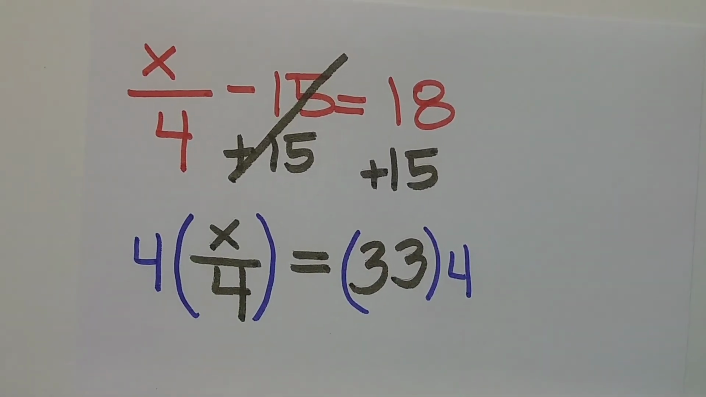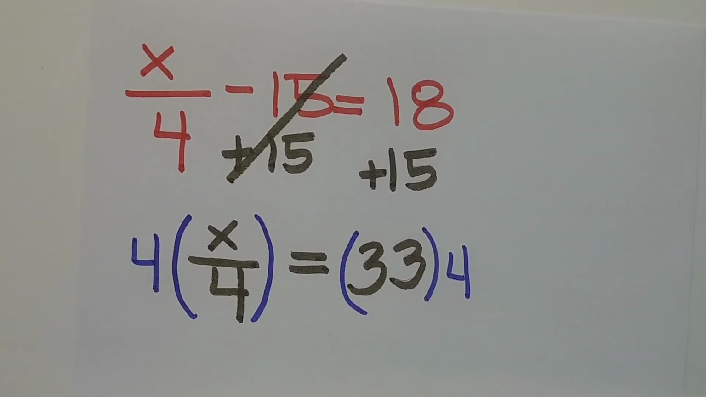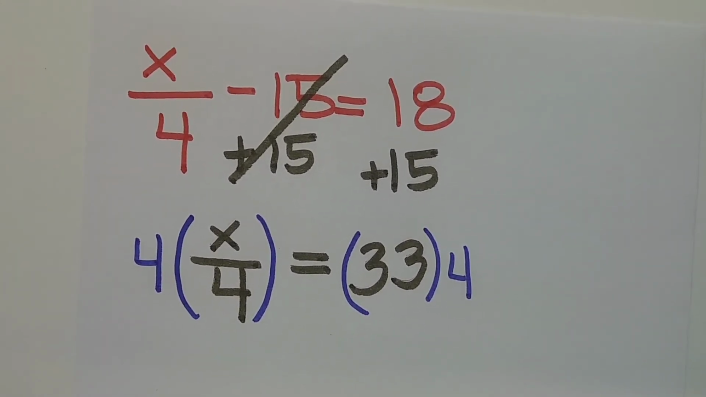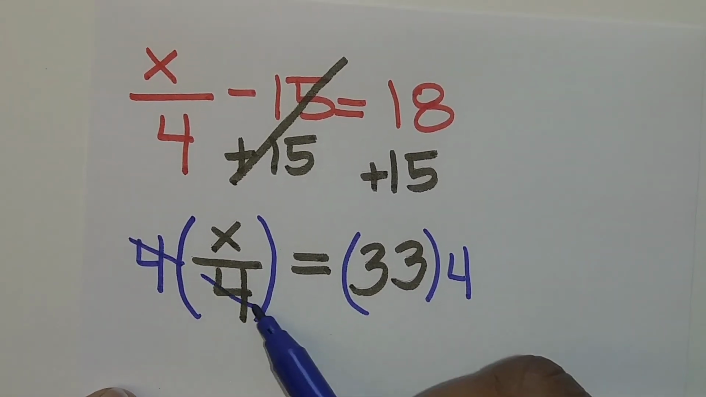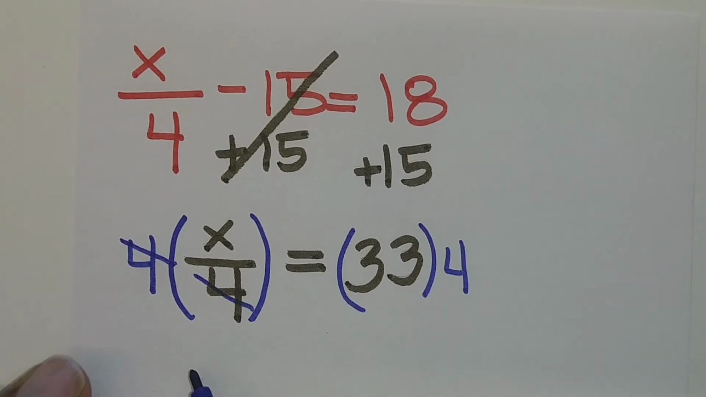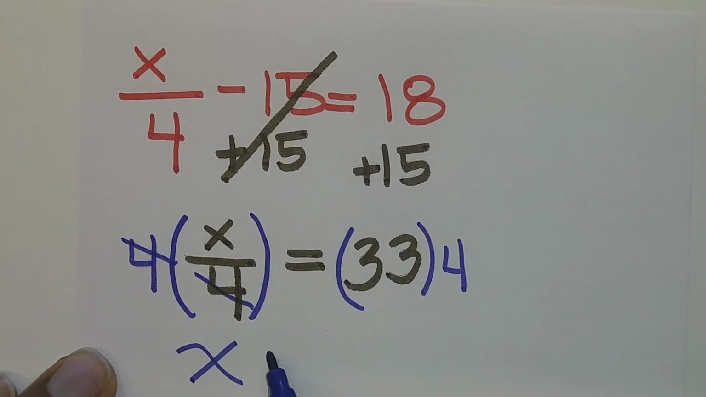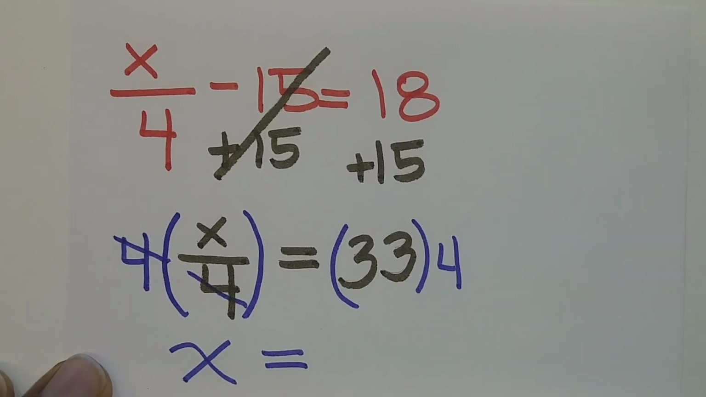But notice I didn't use the dot this time. I want you all to get used to using parentheses, the dot, the x, any way that you can practice relating and showing multiplication. 4 divided by 4 is 1. On the left side, I'm left with x. It's the same as 33 times 4.